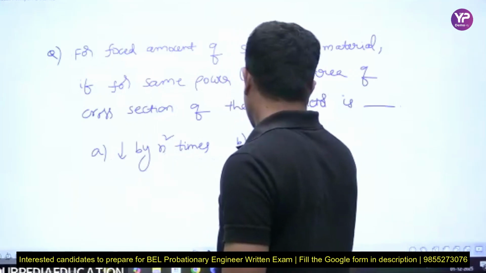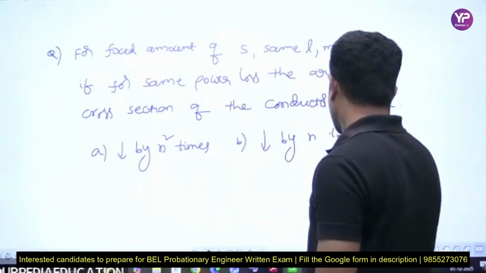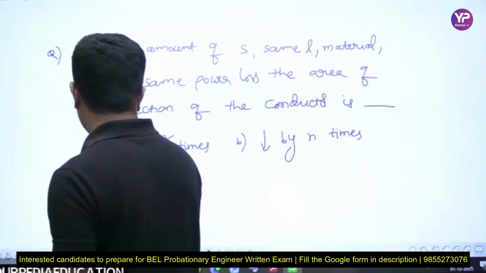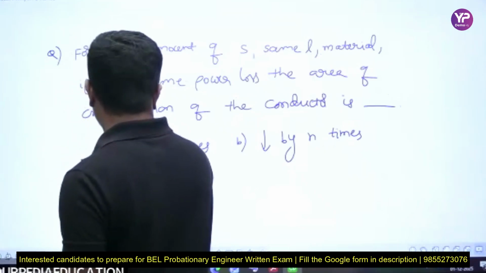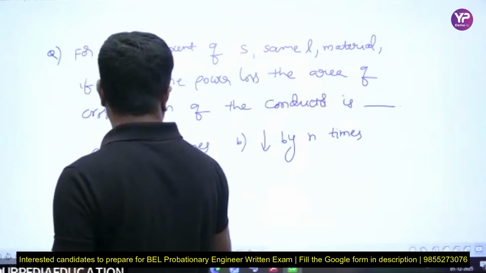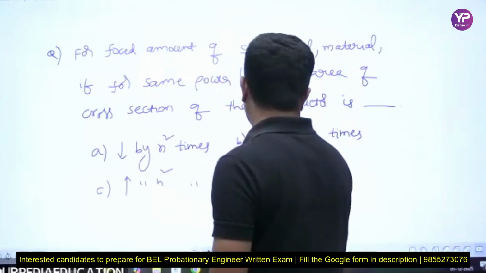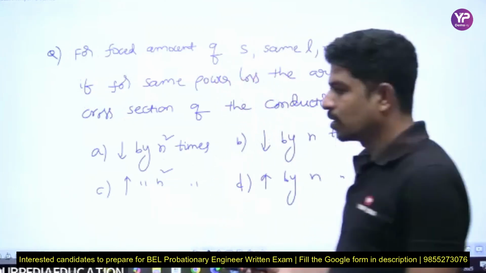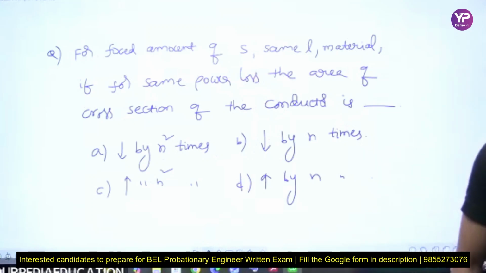Option A, decreases by n square times. Option B, decreases by n times. Option C, increases by n square times. Option D, increases by n times. Try to do it, please, all of you. I'm waiting for your answer. Once you are done, then I'll take it up.